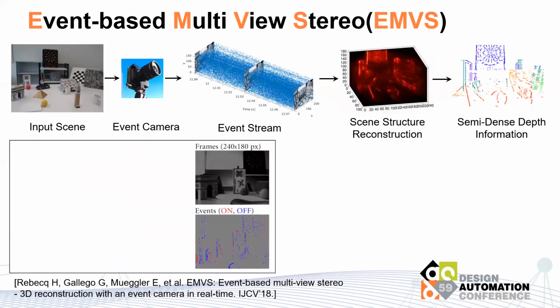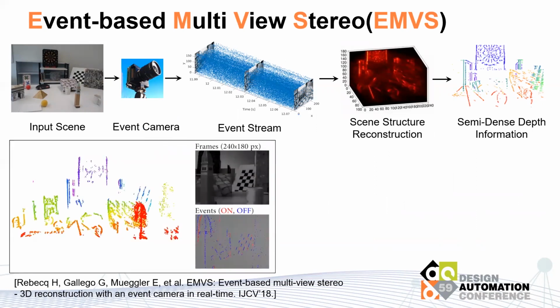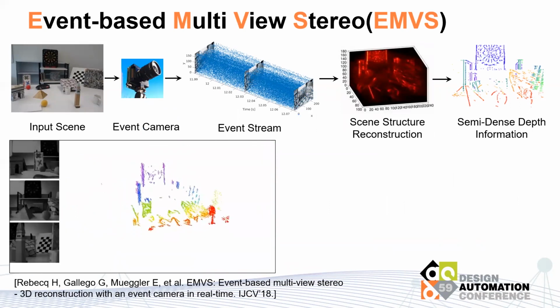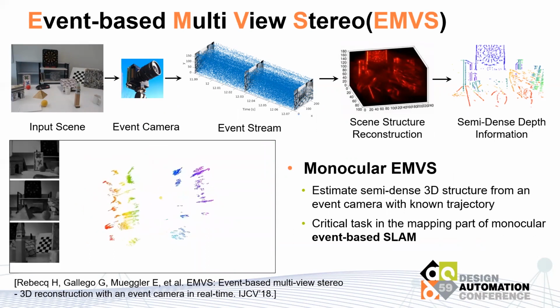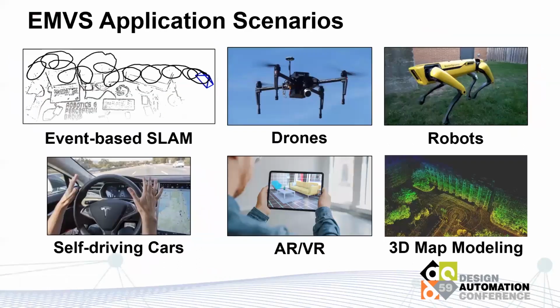Similar to MVS, event-based multi-view stereo, EMVS, estimates the semi-dense 3D structure from event cameras with known trajectories. Above is a simplified pipeline, and below is a short demo of a typical EMVS system. In our work, we focus on monocular EMVS, which is a critical task in monocular event-based SLAM. EMVS can be deployed in various application scenarios.